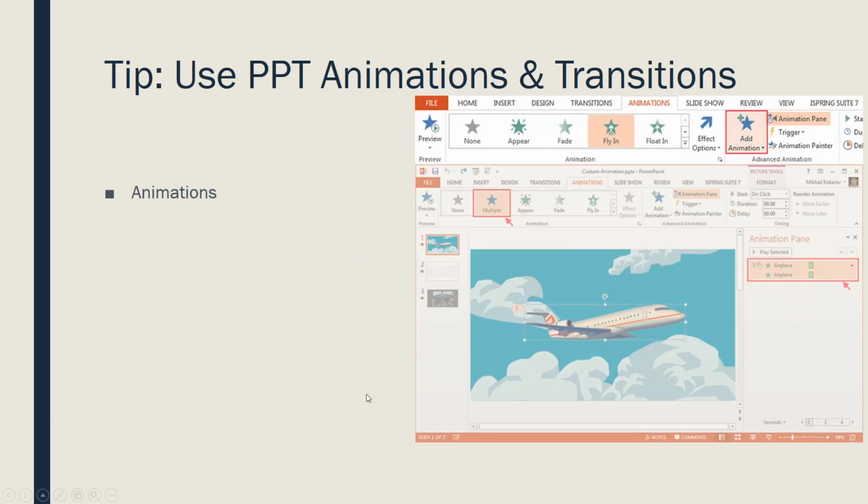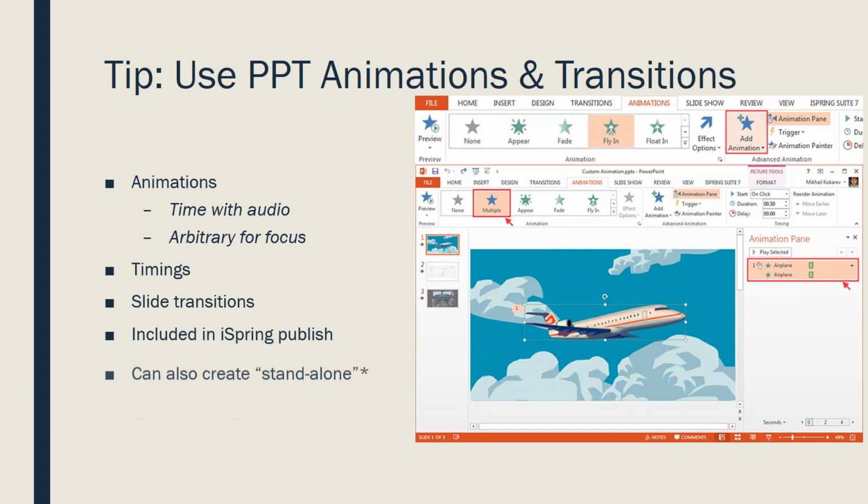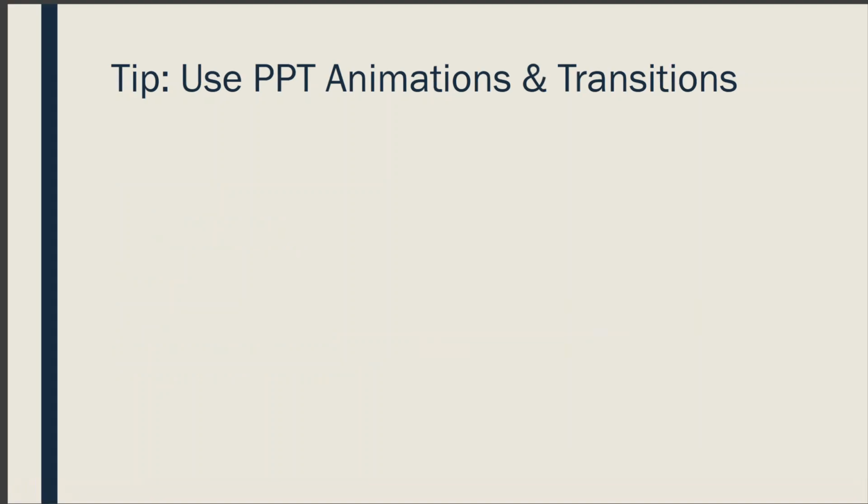And we also looked at using PowerPoint's built-in animations and transitions, timing these with audio and or other interactions, understanding how to do so, where it's located, and that we can even possibly, and I'll show this later, make this a standalone animation or vignette to be used. And again, whether you do that or whether you use just the animations, all this comes out really well in the iSpring Publish. So we took a look at that.